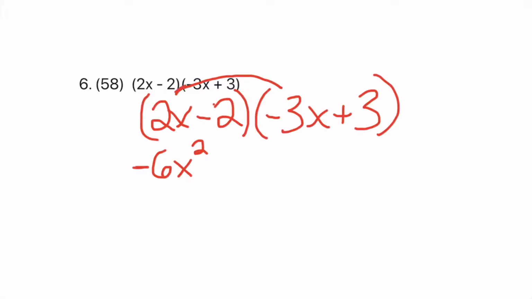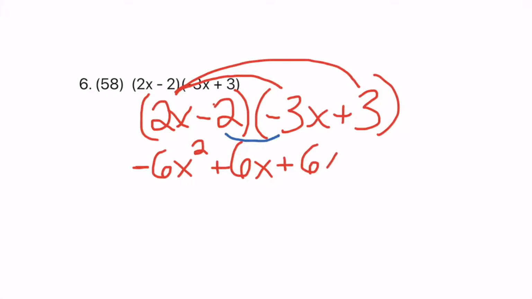Then outside, 2x times 3, so we have plus 6x. And then we have inside, so negative 2 times negative 3x, and that'll give us a positive 6x. And then last, negative 2 times positive 3, and that will be negative 6. Now we go through and look to see if we can combine anything. And we can right here. These are both like terms.